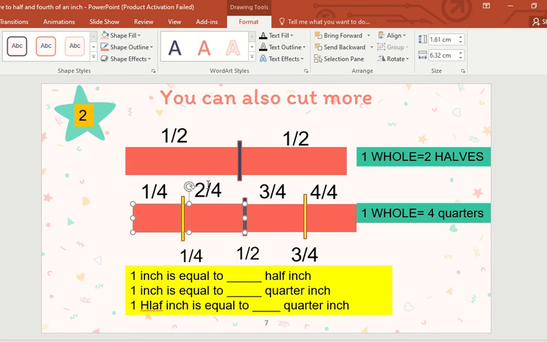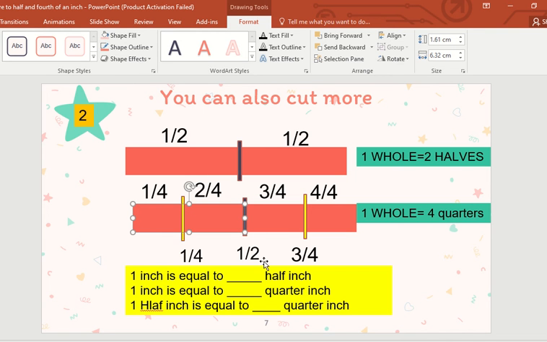Now let me tell you, this 2 by 4 is equal to 1 by 2. Okay, so if we consider this first line, this is for the first part, which is 1 by 4. This second line, this is in the middle, which is cutting in the half.